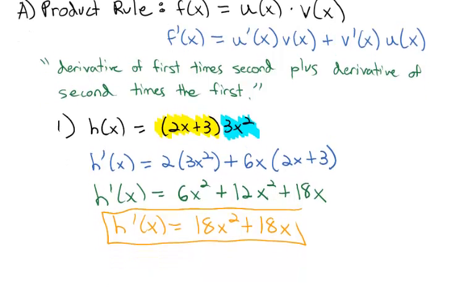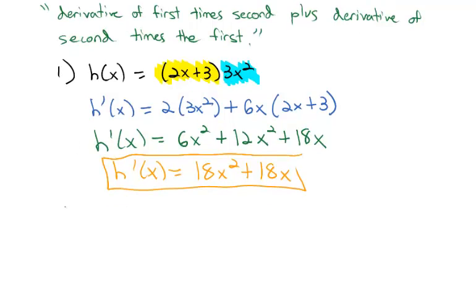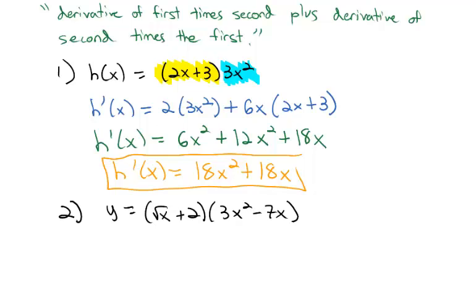Let's try a little bit more of an involved function. See if we can apply the same principle to it. Let's say y is equal to the square root of x plus 2 times 3x squared minus 7x. Notice again we've got two things multiplied together. Square root of x plus 2 is multiplied by 3x squared minus 7x.